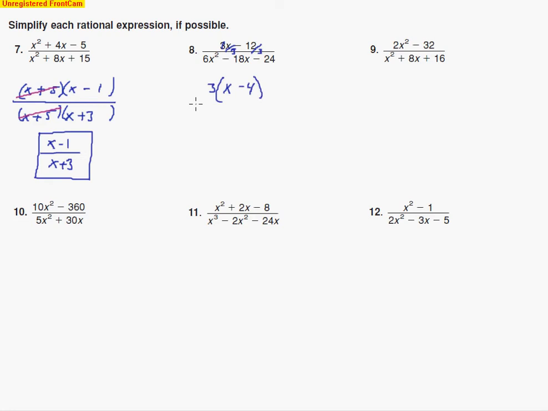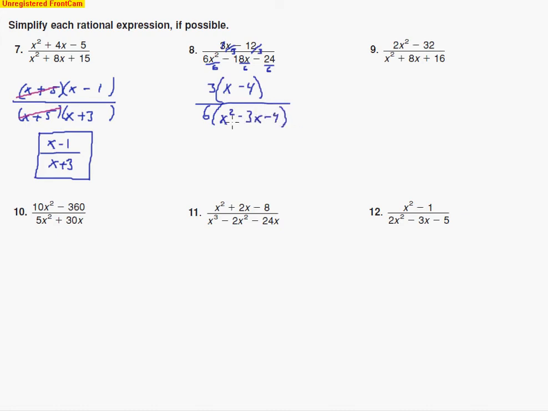So down over here, do the same thing. Take out the common factor. This time I see something bigger than 3 though. I see 6 goes into each of these numbers. So I'm going to take out a 6 and then see what's left over. Here I've got x squared minus 3x minus 4.